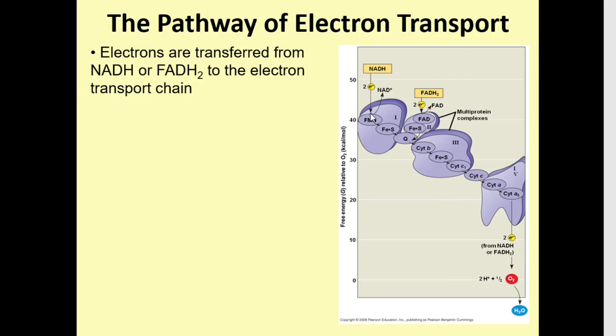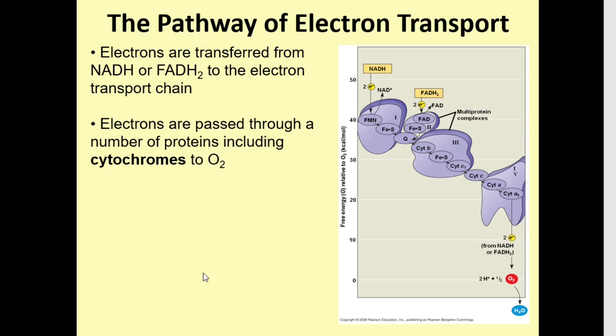So let's follow it through step by step. Electrons are transferred from NADH and FADH2 to the electron transport chain. What you can see up here is NADH coming in and dropping its electrons up here. Here's FADH2, it drops its electrons down here. And then the electrons are passed through a number of proteins, including these little ones called cytochromes that basically shuttle the electrons between the different proteins. And ultimately, they pass them down to oxygen.